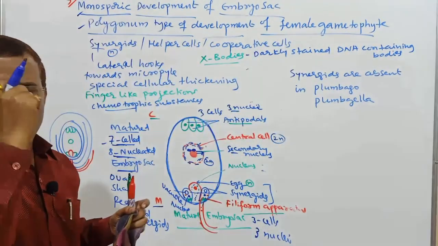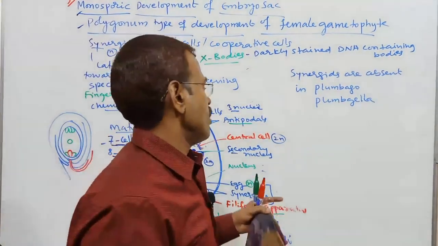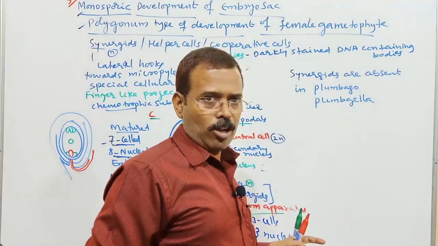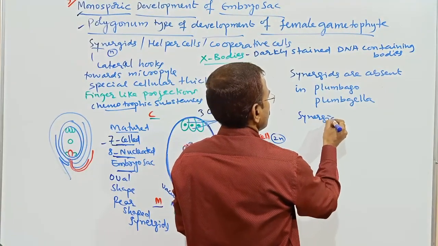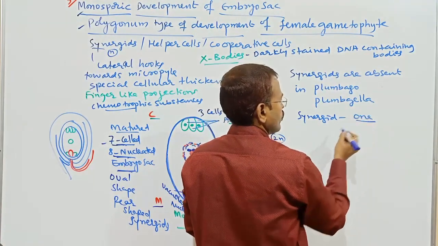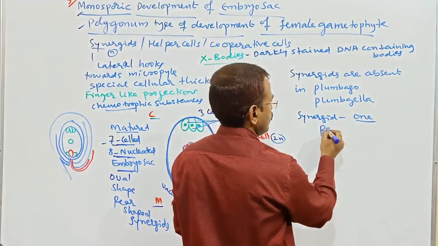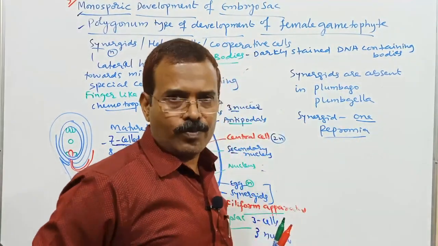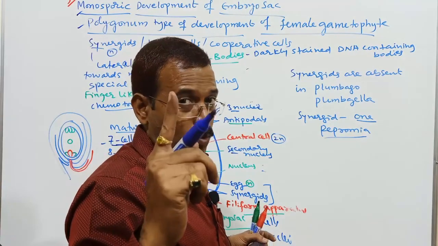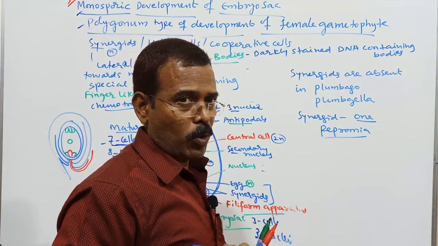Synergids are absent in some plants like Plumbago, Plumbagella. Synergid number is 1 in the example Peperomia.